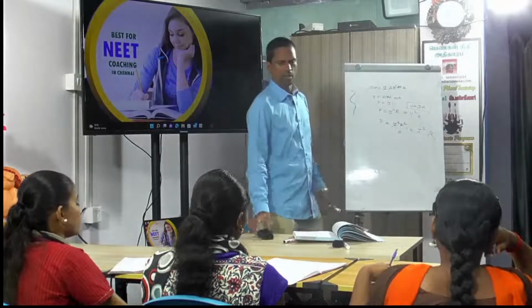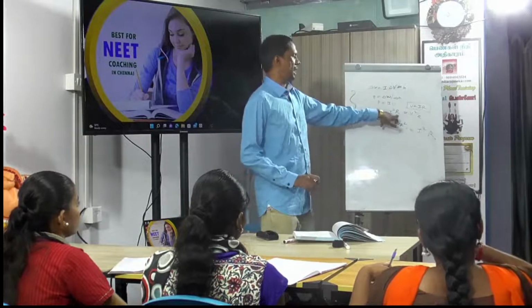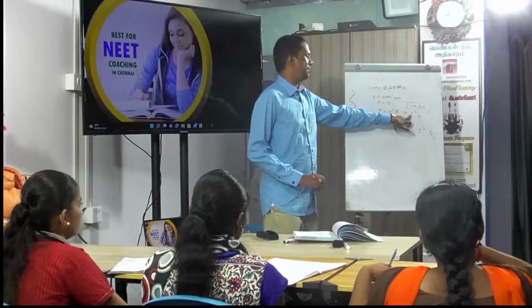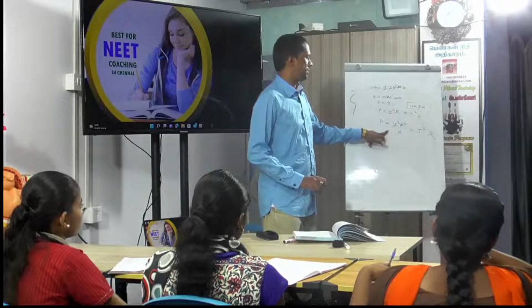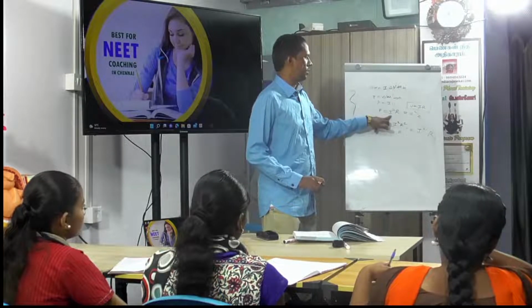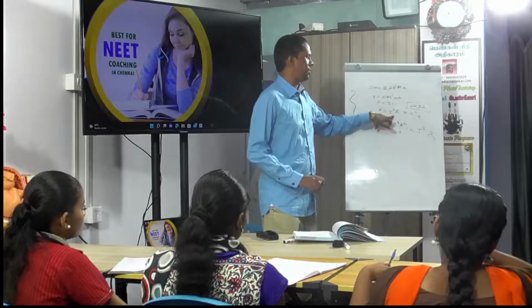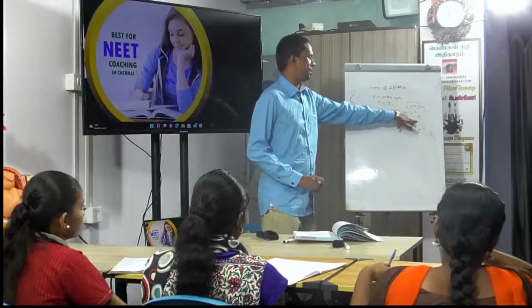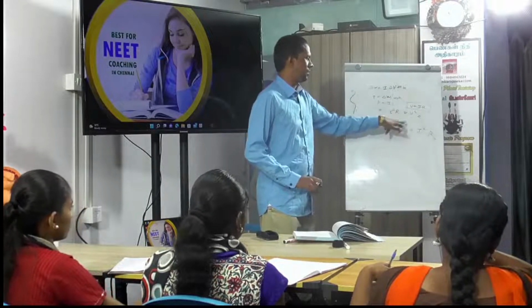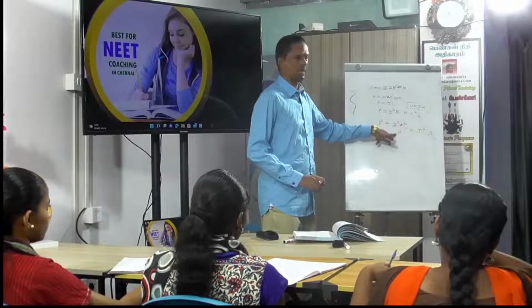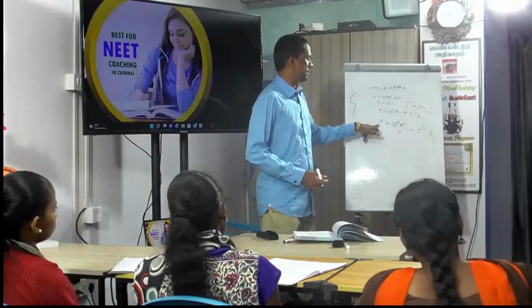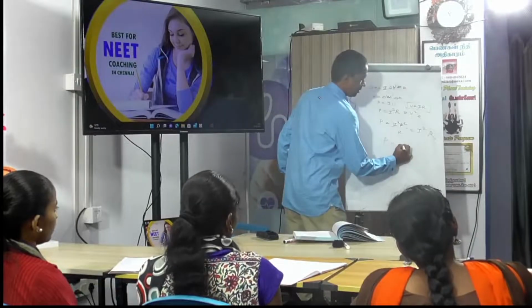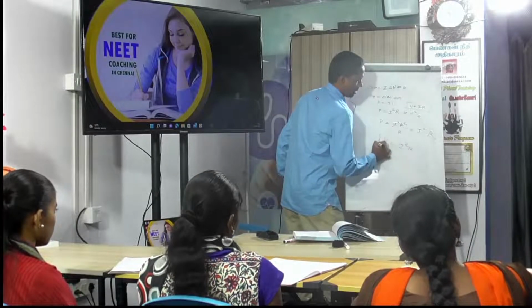Or you can take elaboration. So V is equal to I R, and I is equal to V by R. If you substitute I is equal to V by R, you get V square by R. And if you substitute V is equal to I R, you get I square R. So this is the concept: P is equal to I square R.